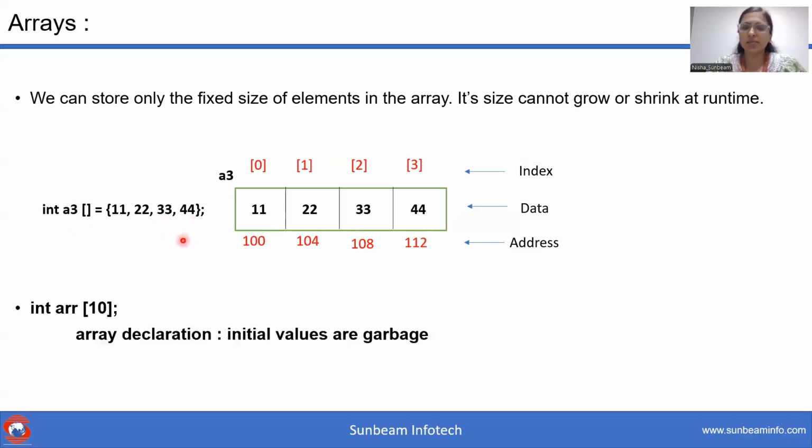In the next example, here I have just declared an array of integer type with the size as 10. I have not initialized any values. In this case, the initial values in the array are garbage. This can be useful when we want to accept the value from the user at runtime.